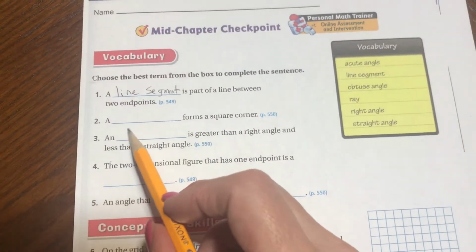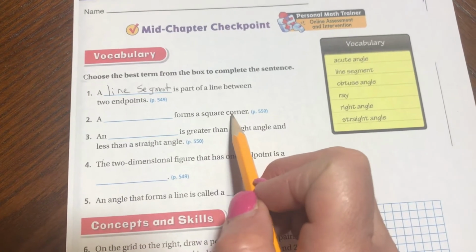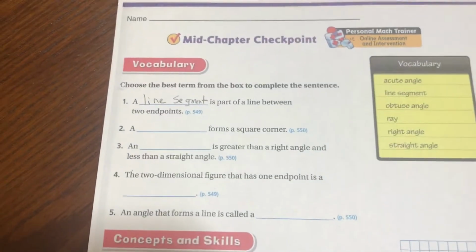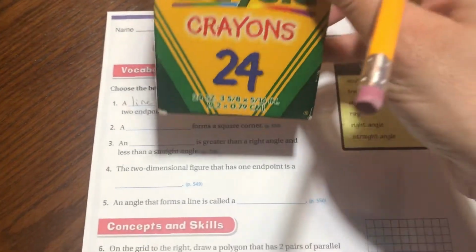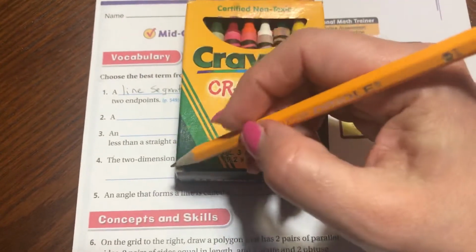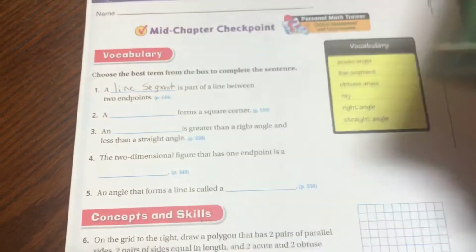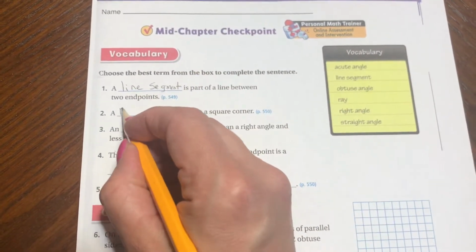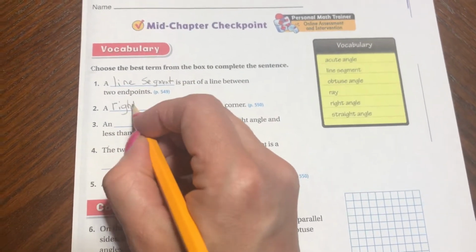Number 2, a blank forms a square corner. Remember, I put a Post-it note there yesterday. I don't have a Post-it note in arm's length, but I do have a crayon box. Look, here's a corner right there. And of course, the answer for number 2 is a right angle. How we doing so far?